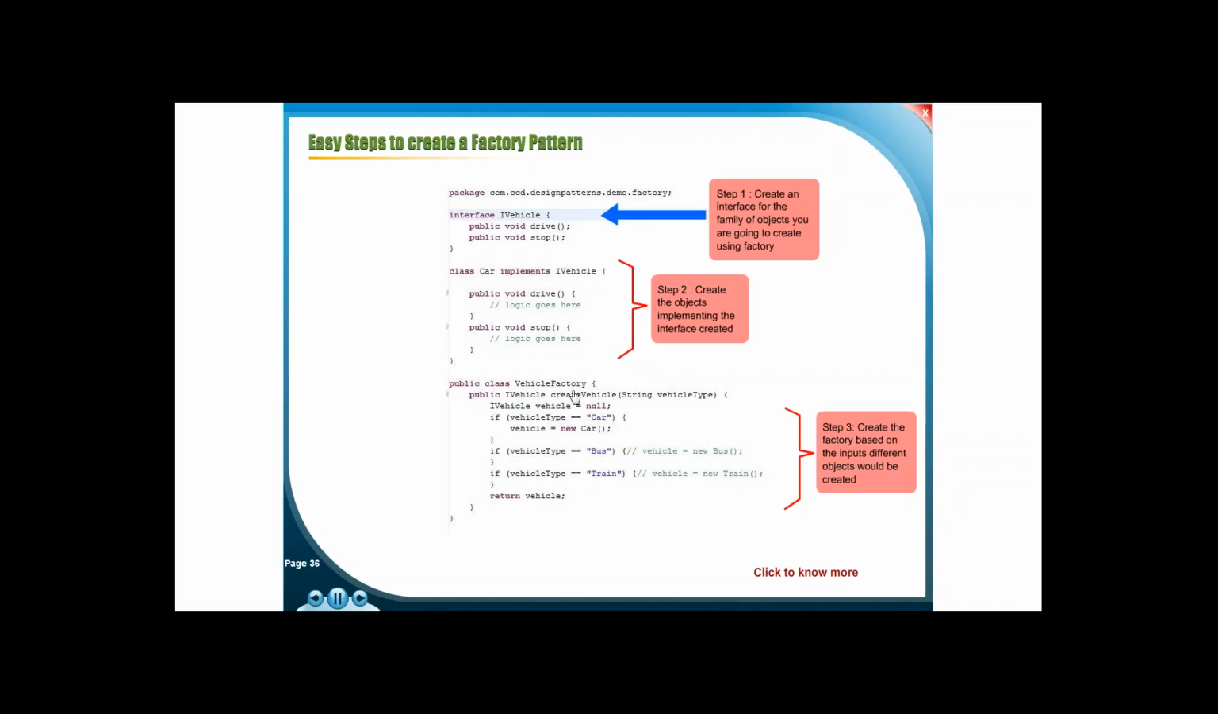Whenever you invoke the createVehicle method and pass this vehicle type, the code inside runs, creating the object. So we are just passing the vehicle type to this method. That's it.